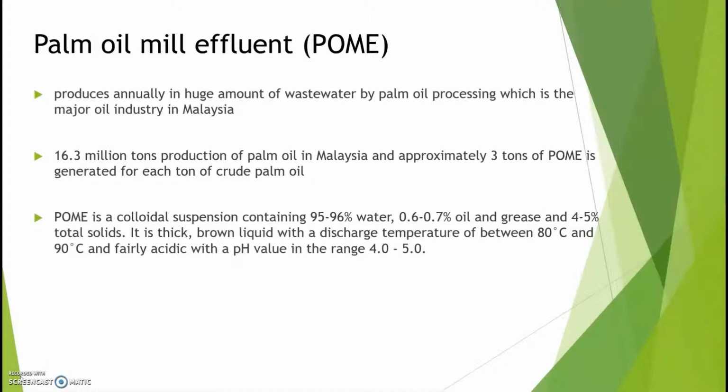POME is a colloidal suspension containing 65 to 66% water, 0.6 to 0.7% oil and grease, and around 5% total solids. It is a thick, brown liquid with a discharge temperature of between 80 degrees Celsius and 90 degrees Celsius, and is very acidic with a pH value in the range of 4 to 5.